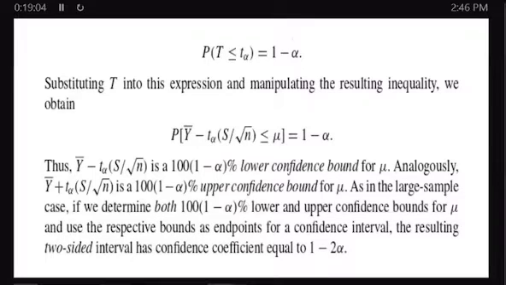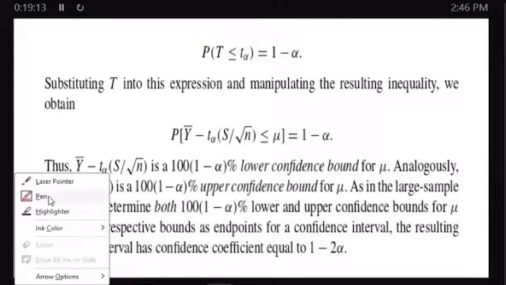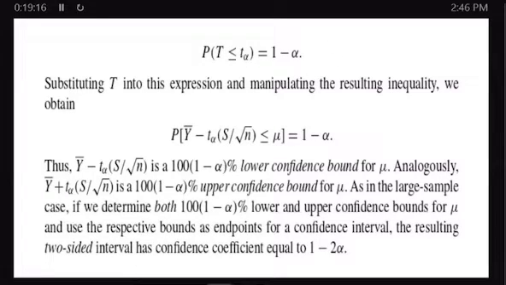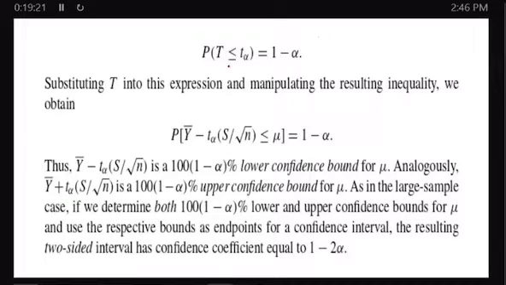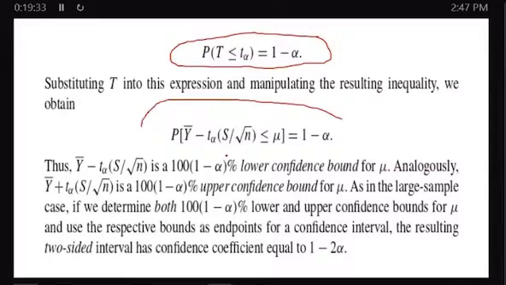Now we want to figure out the probability, the probability of T less than T alpha will be equal to our confidence coefficient. We're taking a look at this now. 1 minus alpha is the confidence coefficient. And what is my T? If you take a look at this now, I said substituting T into the expression and manipulating the resulting inequality, we're actually going to have this.